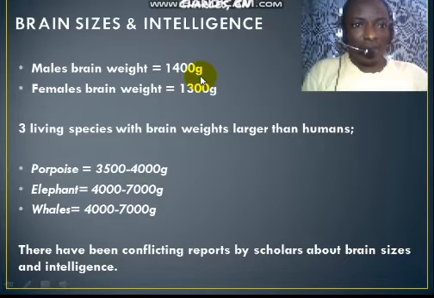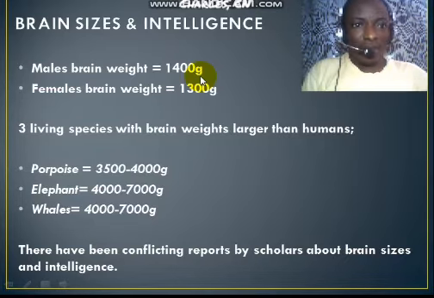But then, what makes humans or what makes people intelligent and smarter than animals? What are the criteria for determining intelligence? I believe every human being is intelligent and smarter than animals, no matter the size or the weights of the brains of these animals. Let's find out as we proceed.